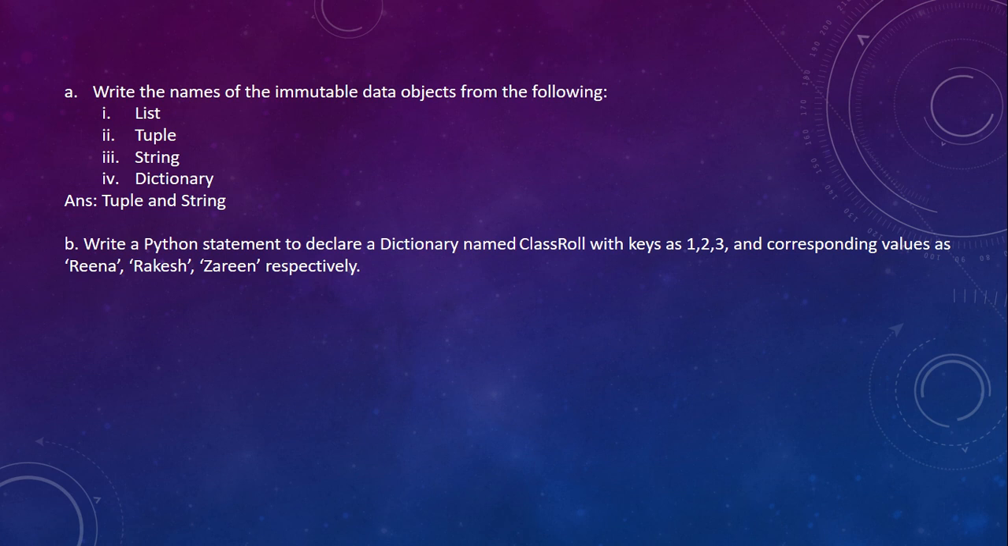Next part, write a Python statement to declare a dictionary named class role with keys as 1 to 3 and corresponding values are Reena, Rakesh, Zareen respectively. So as you know how to write the statement to create a dictionary. Okay, so this is going to be the answer.